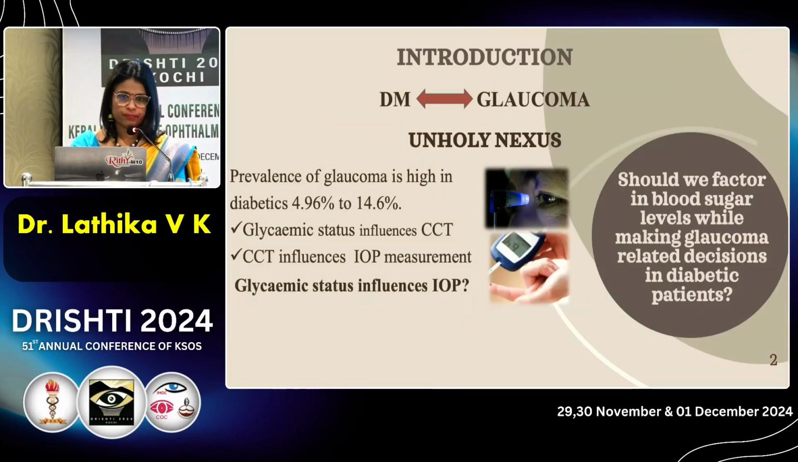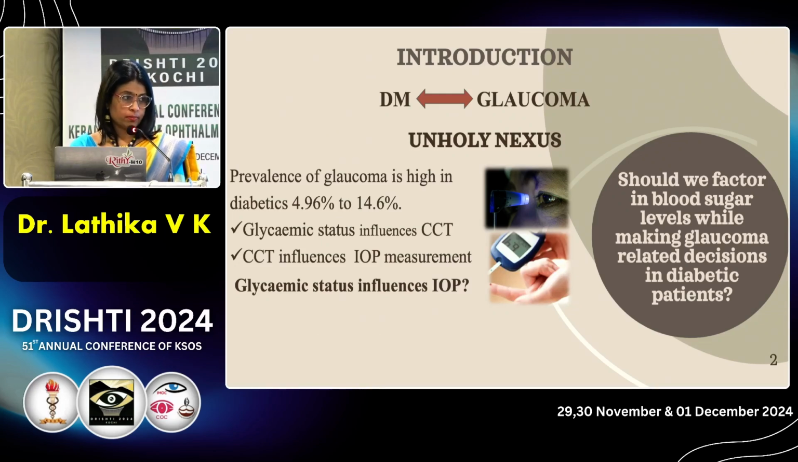Today, I'll be presenting a paper on the impact of glycemic status on central corneal thickness and intraocular pressure in diabetic patients. So, the unholy nexus between diabetes and glaucoma is well known. Prevalence of glaucoma itself is quite high in diabetics. Glycemic status can influence CCT and CCT influences IOP. So, it is only a logical conclusion that glycemic status influences IOP.